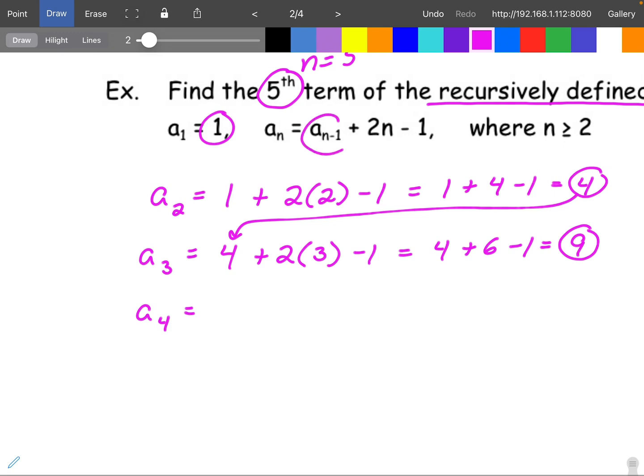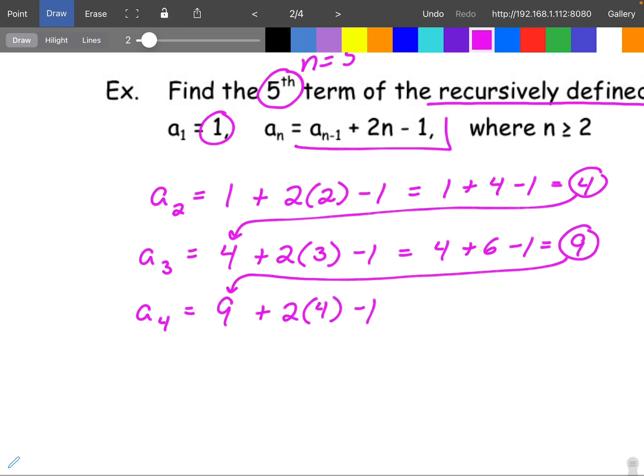So our next term is going to be a sub 4, and we want to start with a sub 3, which is the third term. We found the third term was 9. So then we're going to take that 9 and put it there. Then we're going to add 2 times n. Well, since it's the fourth term, n is 4. And then minus 1. So we keep going back to this formula right here. Then if we do that math, we have 9 plus 8 minus 1. And that's going to equal 16. So we're up to the fourth term.